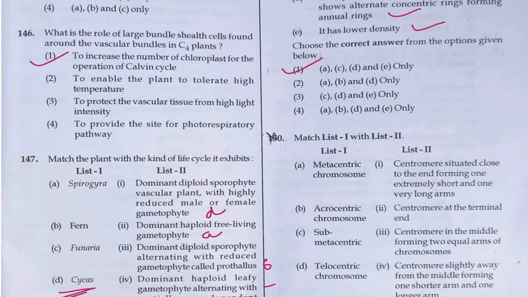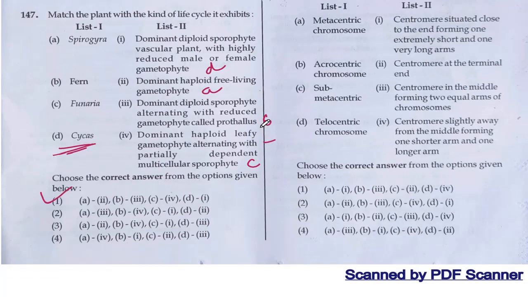So next we need to match again. So metacentric, okay, it's about the metacentric chromosome. So metacentric chromosome, that will be centromere in the middle forming two equal arms of the chromosome. Then acrocentric chromosome, that will be centromere situated close to the end forming one extremely short and one very long arm. Okay, next, submetacentric chromosome, that will be centromere slightly away from the middle, forming one shorter arm and one longer arm.